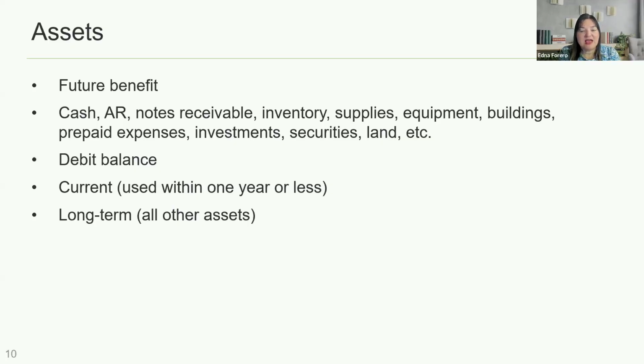Again, let's look a little bit at what assets are. They're a future benefit. Might be cash, accounts receivable, notes receivable, inventory, supplies, equipment, buildings, items that have value, right? So your debit balance, or your left side we talked about, they're current if they're used within a year or less, or they may be considered long-term like other assets. So for example, if you have a building, then that building is going to be a long-term asset. If it's copy paper or a copy machine in this case, it may last more than 1 year and it's going to be long-term as well. If it's less than 1 year, it would be considered a current asset.